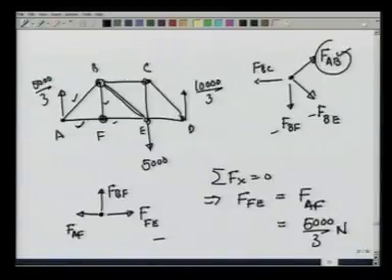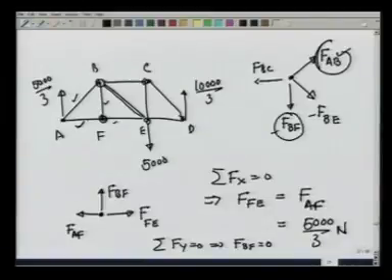Now, summation Fy equal to 0 gives you right away that FBF is equal to 0. The moment I know FBF, I know this force and I know this force. There are only 2 unknowns at point B. I can solve for forces FBE as well as FBC. Let us do that.